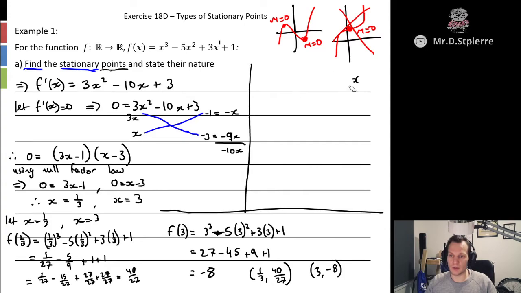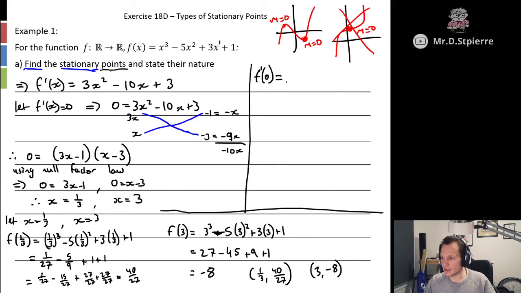Well, we need to check what the gradient is to the left and to the right. So I would suggest picking numbers that are easy to calculate with. There's no point going, oh, to the left of 1/3, let's maybe do 1/6. It would be silly to do f dash of 1/6. While it is to the left of 1/3, it's just not making your life easy. Pick easy numbers. Pick 0, pick 1, all of those sort of ones. So let's do f dash of 0. We want to find the gradient to the left of 1/3.